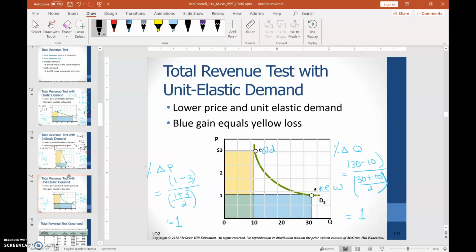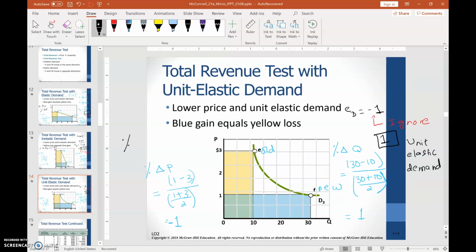Now I'm going to look at unit elastic demand, the next kind of price elasticity. Over here, the percentage change in price is negative 1. Percentage change in quantity is 1. You can just take a look at this old combination and the new combination and do the calculation yourself. And the elasticity of demand is going to be equal to negative 1. Again, I'm going to ignore this negative sign here, and the number I'm getting here is equal to 1, and this is an example of unit elastic demand. For unit elasticity, the percentage change in quantity demanded is exactly equal to the percentage change in price.